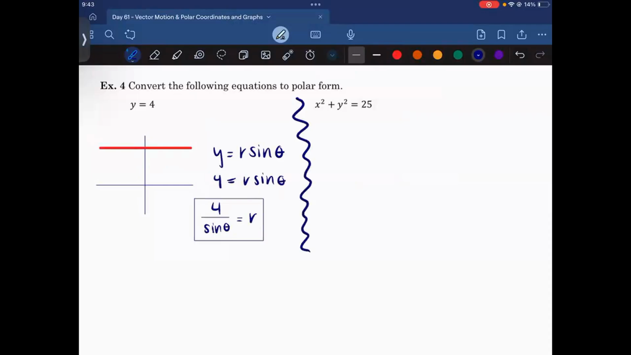And now we're going to set this equal to r, right? Because we know that r squared equals 25, because we said x squared plus y squared equals r squared. And then we have r equal plus or minus 5.